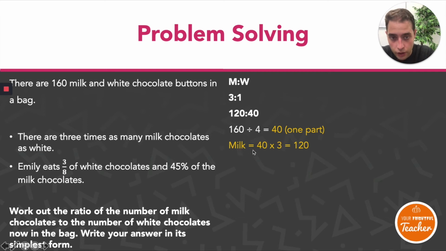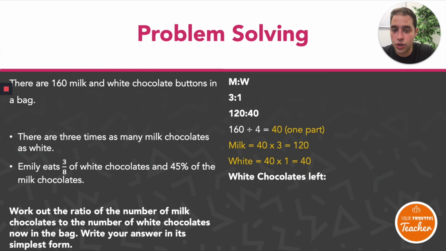So milk equals 40 times 3. That's where I'm getting the 3. I'm using this value of one part, times it by the total number of parts that are in this milk line. So I get 120. That's why I've put it there. White is 40 times 1. The 1 part value times the amount that there are white chocolate buttons, which is 1 part. So it's 40.